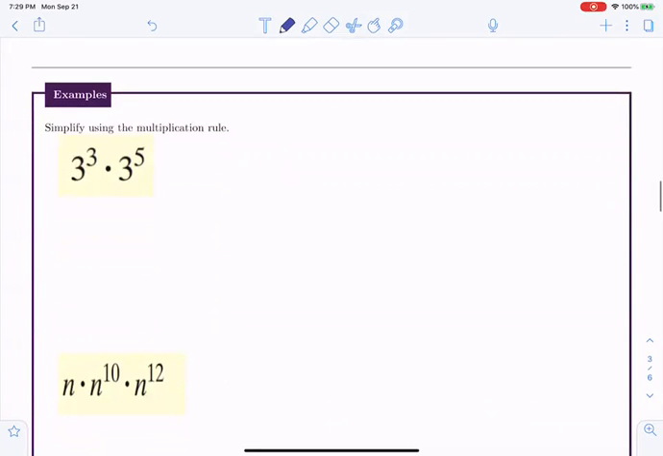Okay, so we want to simplify using the multiplication rule, and the key thing here is to look at the bases. The bases in this case are identical.